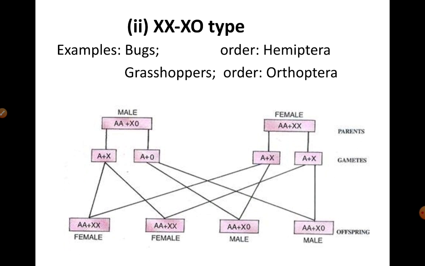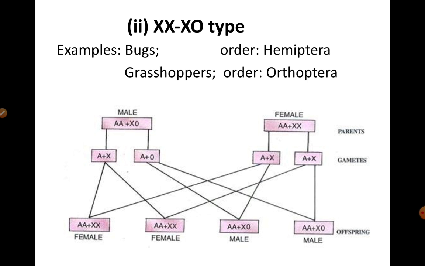So as previously discussed, there will be an equal chance of producing male and female offsprings. So the sex ratio produced in this progeny would be 1:1. When the male haploid gamete carrying the X chromosome gets fertilized with the female gamete, it results in the formation of a female.